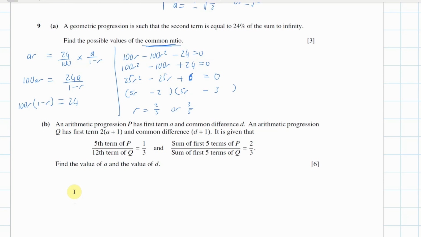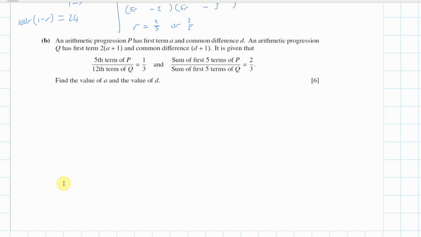An arithmetic progression P has the first term A and the common difference D. The arithmetic progression Q has the first term 2A plus 1 and common difference D plus 1. It's given that the fifth term of P over the 12th term of Q is 1/3, and we've got to find the values of A and D.